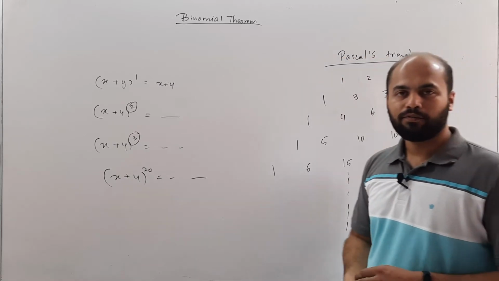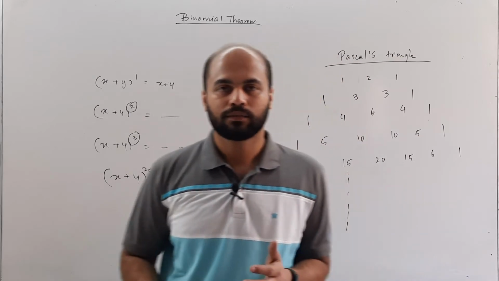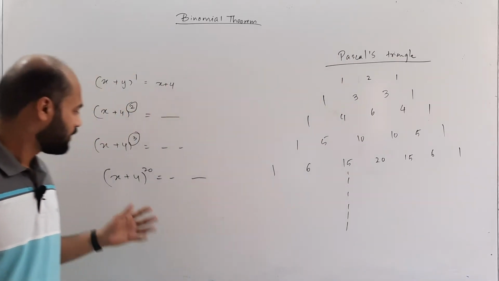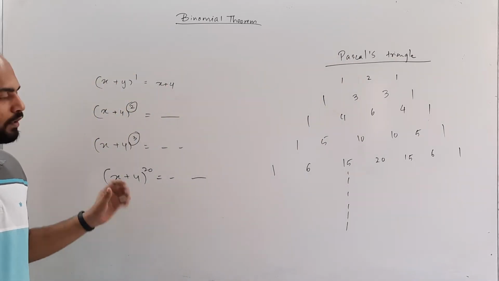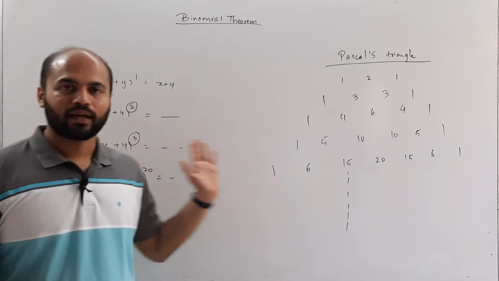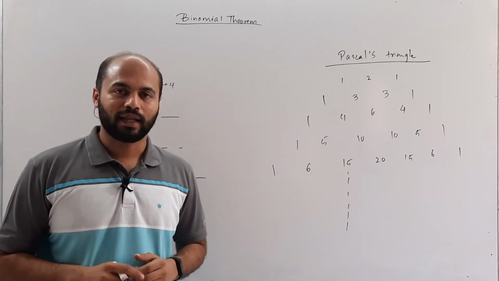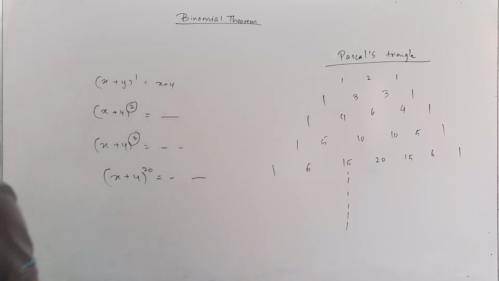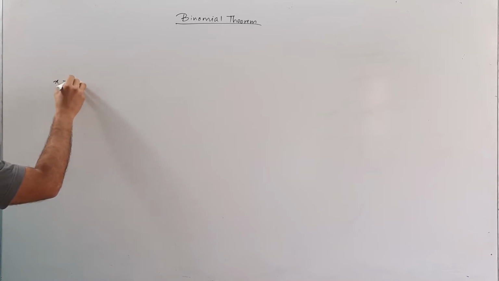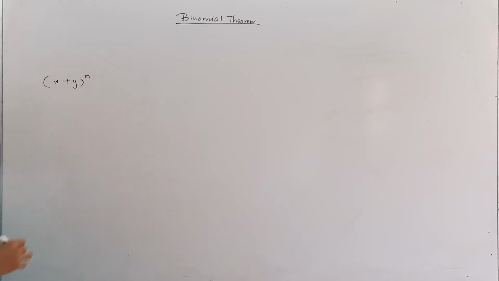Now if we apply some standard technique, is there a way that if I have a power raised to 20, can I just write everything at one shot? Yes, there is a technique, and we will understand the technique now. So let's take a general expression, that is in this case we are going to consider x plus y raised to some n, where n of course is a positive integer.